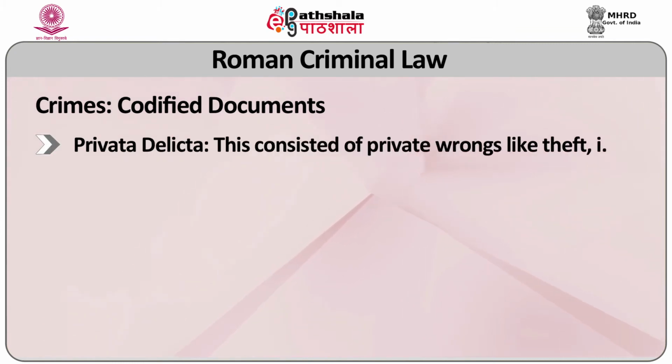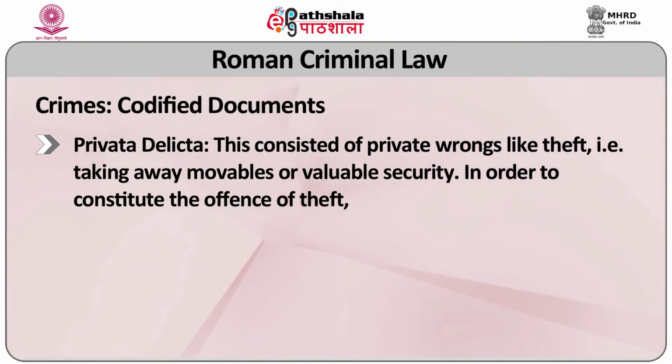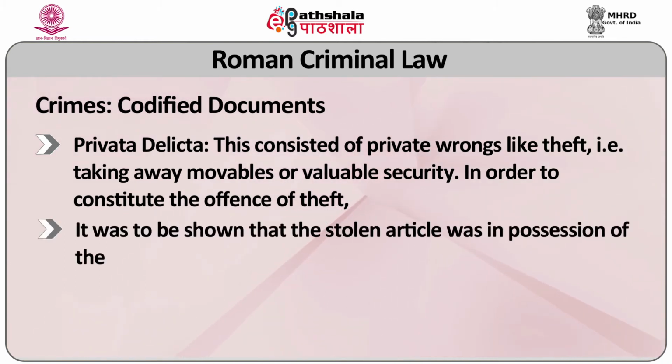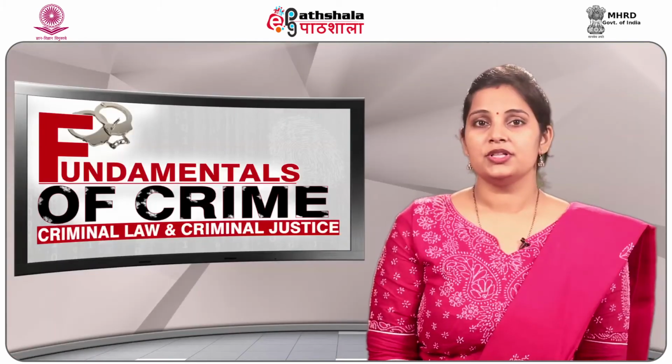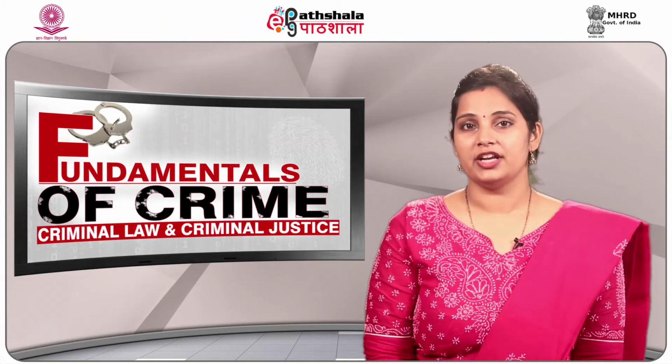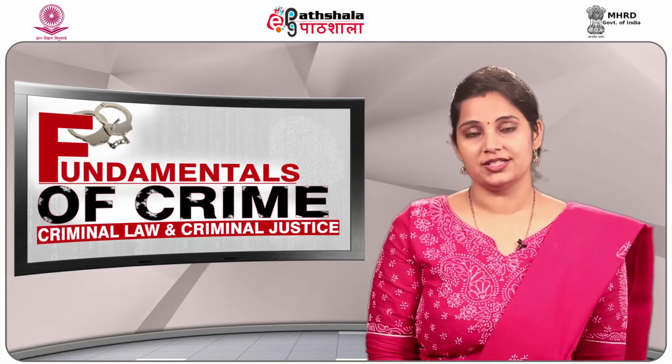Privata delicta, this consisted of private wrongs like theft, that is taking away movables or valuable security. In order to constitute the offence of theft, it was to be shown that the stolen article was in possession of the same person who was accused of taking it. Under Roman law, taking property by impersonation also amounted to theft. The principle of punishment was not very objective and depended on the feelings of the victim on most instances.